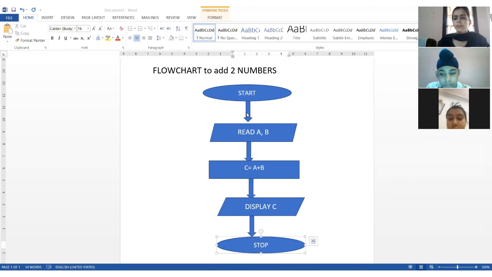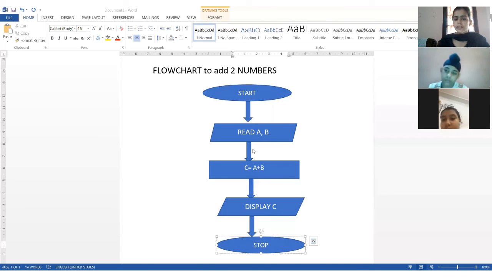While we are using the parallelogram, students, you have to keep in mind that for the input statement you have to use the word read or input also. If you simply write A, B, 30, 50, it will be of no use. Clear? In the input box, write read A, B. Clear? Here we have taken the inputs.